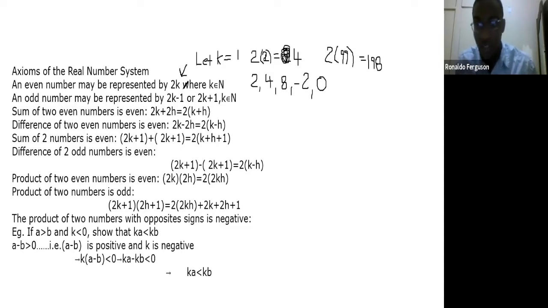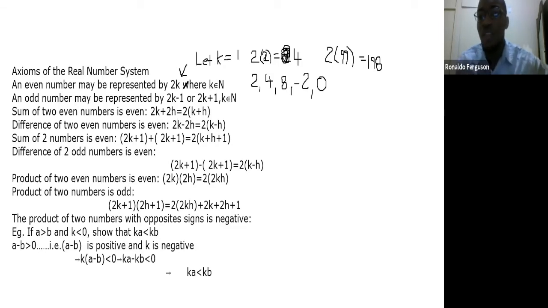Now if we represent an even number as 2k, then we can represent an odd number by 2k minus 1. Or we can represent it by 2k minus 1 or 2k plus 1. That makes sense? Because if 2k is an even number like 98, then 2k minus 1 gives 97, and 2k plus 1 gives 99. So any even number, when you subtract 1 from it or add 1 to it, gives an odd number. So that's the second one.